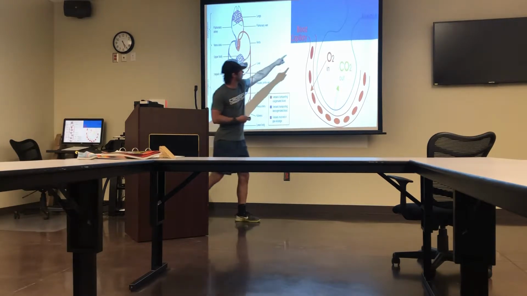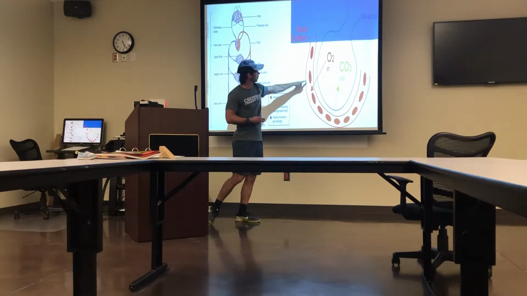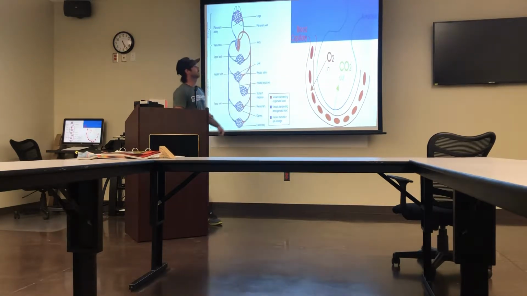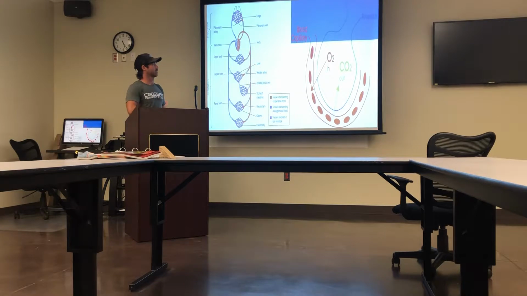And again, this shows a diagram of how blood goes around the alveoli, gas exchange happens, oxygen comes in, CO2 goes out. When you exhale, you blow CO2 out of the alveoli, and when you inhale, oxygen comes in, and the system starts all over again.